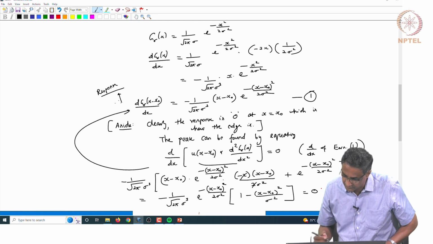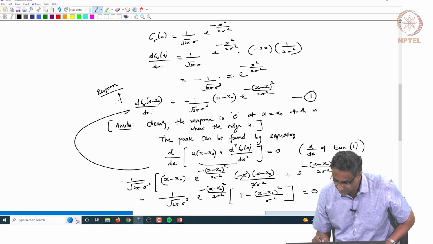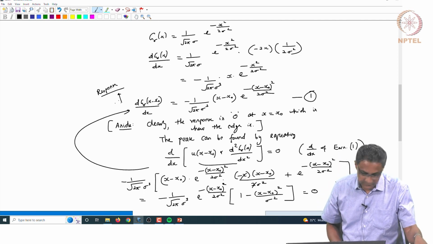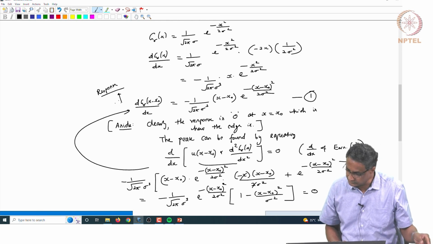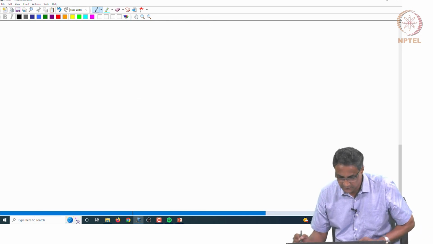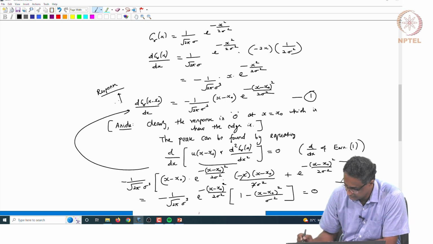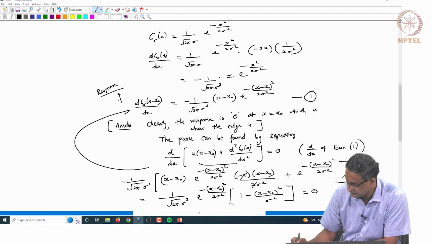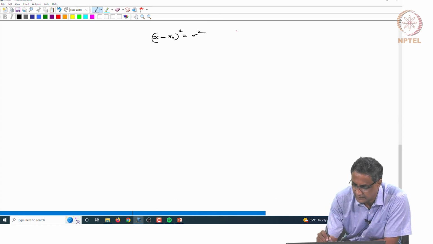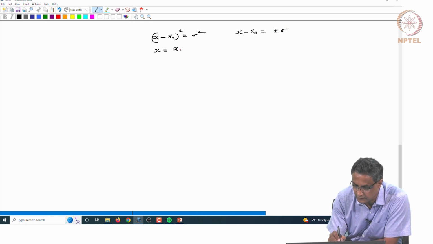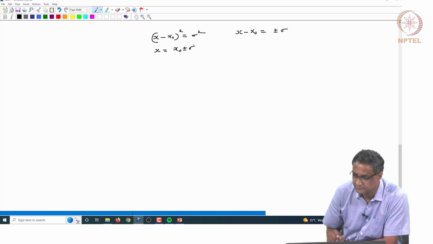So, okay, so then this means that (1 minus x naught) whole square by... yeah, I think this is okay. So that means that (x minus x naught) the whole square is equal to sigma square, right? From there, if you just send it to the other side, we can say x minus x naught is equal to plus or minus sigma, or we can say x equals x naught plus or minus sigma.